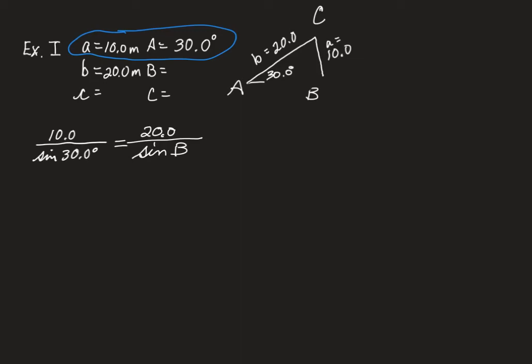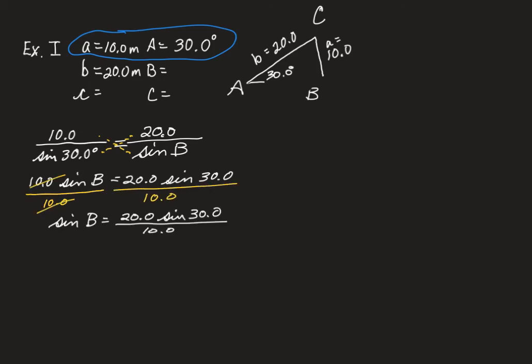I have set up my length of side A over the sine of angle A on the left-hand side, and on the right-hand side I have the length of side B over the sine of B, because we don't know what B is yet. So now we will just cross multiply. That gives us 10 times the sine of B on the left and 20 times the sine of 30 on the right. We still have a multiplication on the left, so we are going to divide by what we need to divide by to isolate that B.